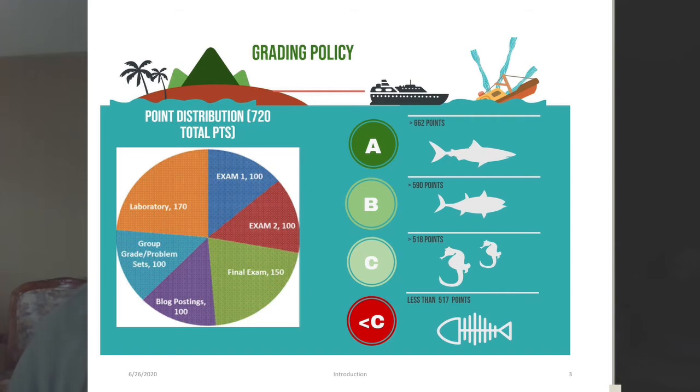Exam 2 is a little bit more multiple choice, fill in the blank, and deals with the biochemistry of the gene. And the final exam at 150 points is indeed cumulative and will be a combination of problem sets, answers, and applications of genetics to individual clinical issues.